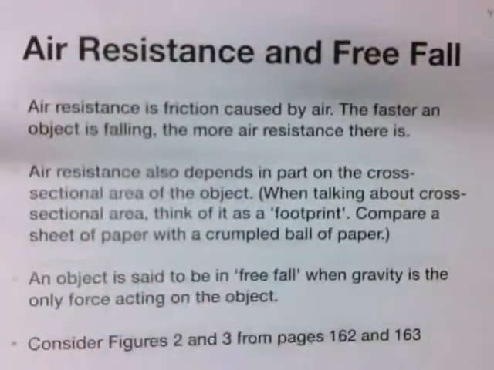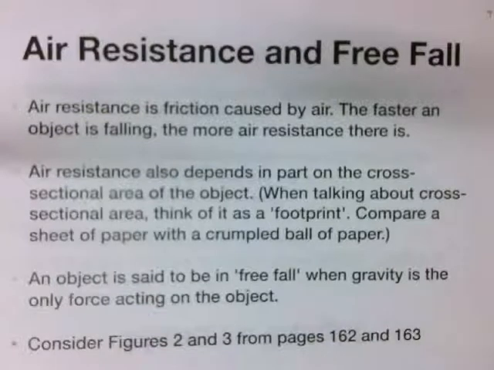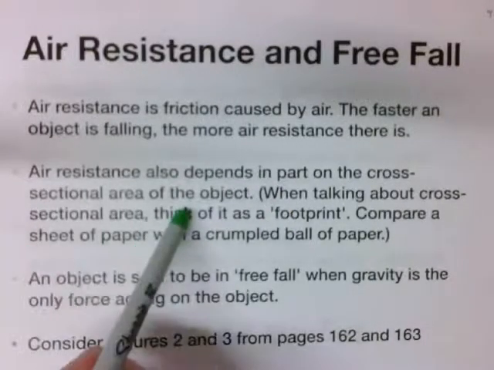This is all still first unit, or first lesson. Air resistance and free fall. I'll let you pause it here if you want. All right, air resistance is friction caused by air. The faster an object is falling, the more air resistance there is. It might be easier if you think about water. It's hard to think about air, but if you're in the water, you're going to get more resistance the faster you are going. That's why, if you're water skiing or something, the faster you go, the harder you hit, the more resistance.